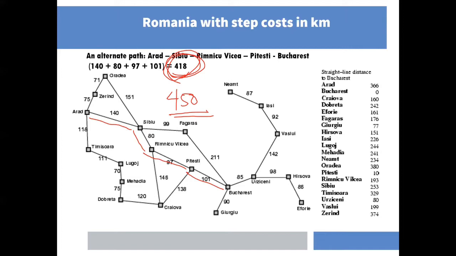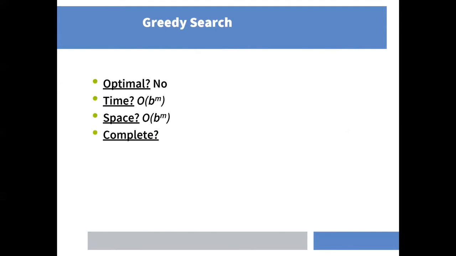Therefore, greedy search is not optimal. And the time complexity and space complexity of greedy search is O(b^m) for both time and space complexity. Is it complete? Let's take a look at this.